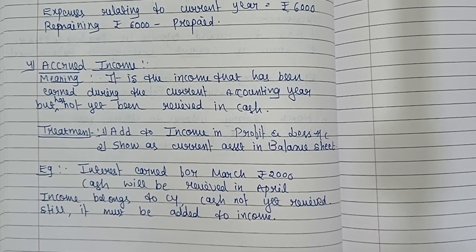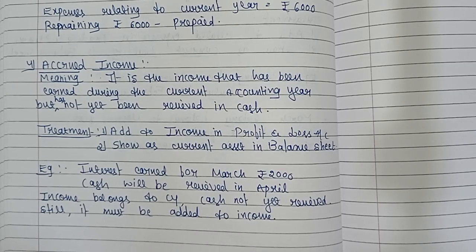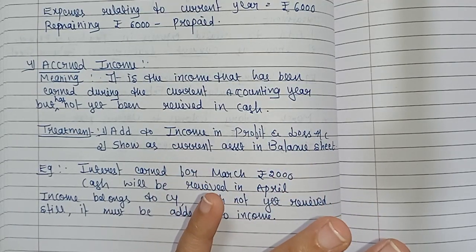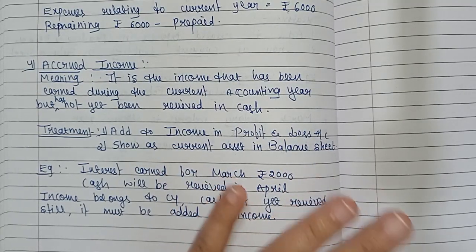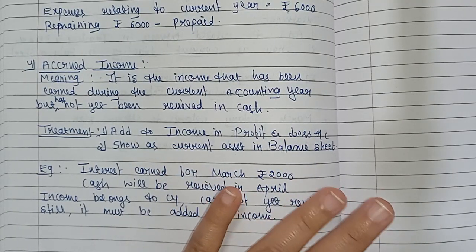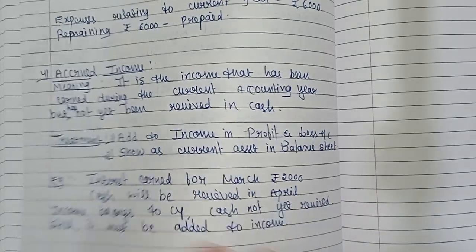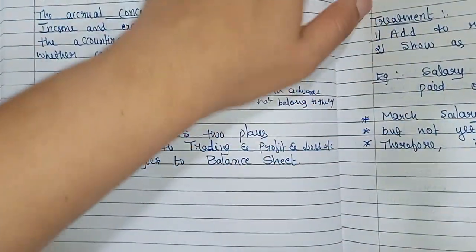So what does the accrual concept say? Income should be recorded in the period in which it is earned. Clear? Remember the word earned. But not when cash is received. So accrued income must be included in the profit and loss account. Clear?